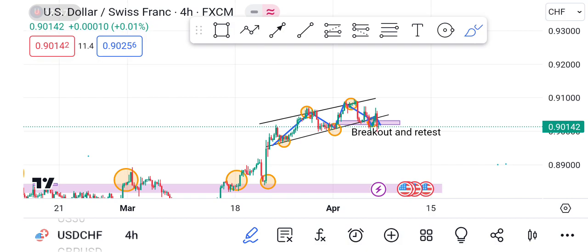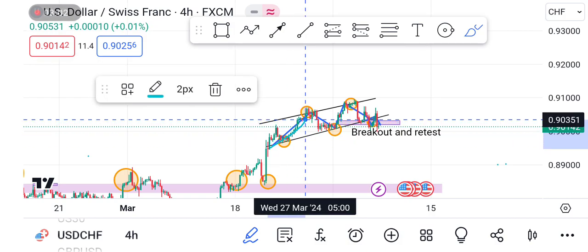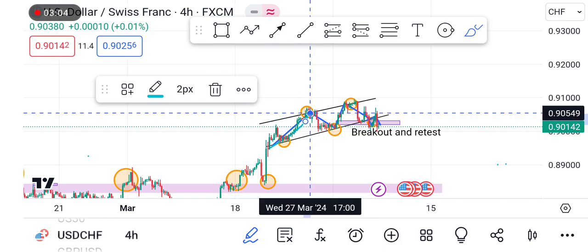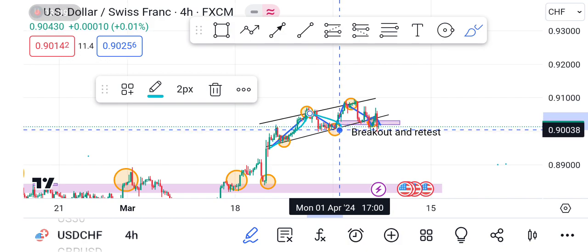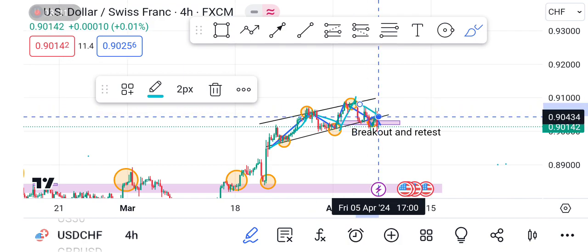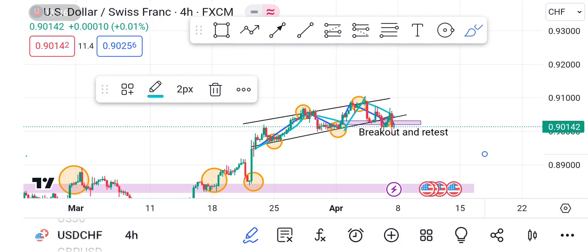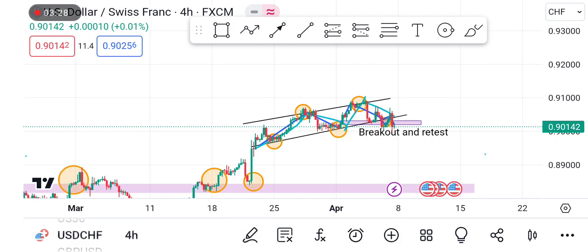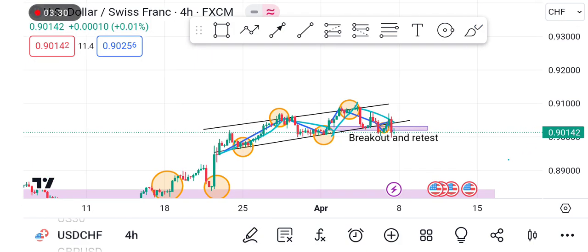actually went up to this high, couldn't break out, retested again, couldn't break out, then tested that point again, couldn't break out, then taps into the level of support. Then if we observe closely, we'll see a breakout.